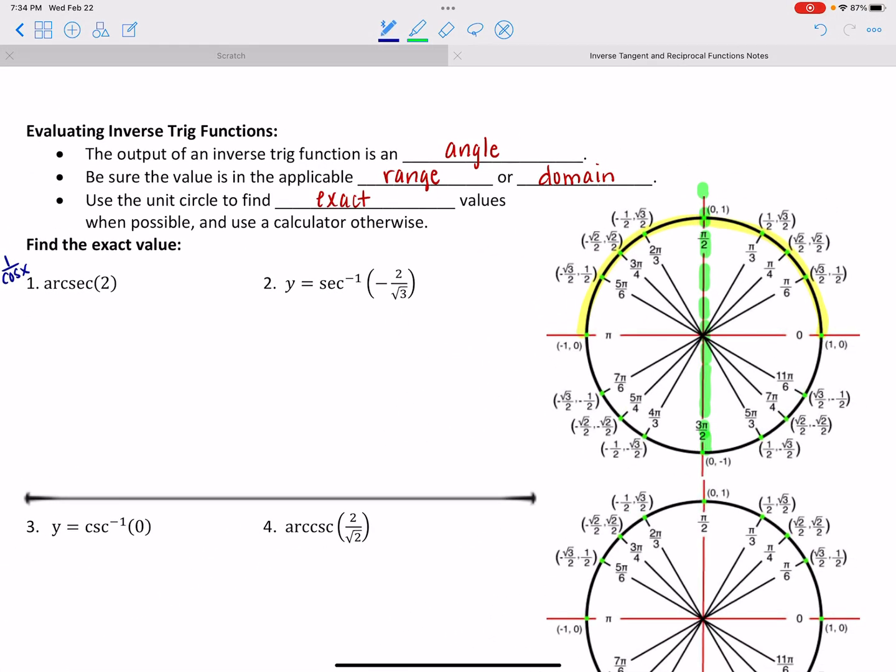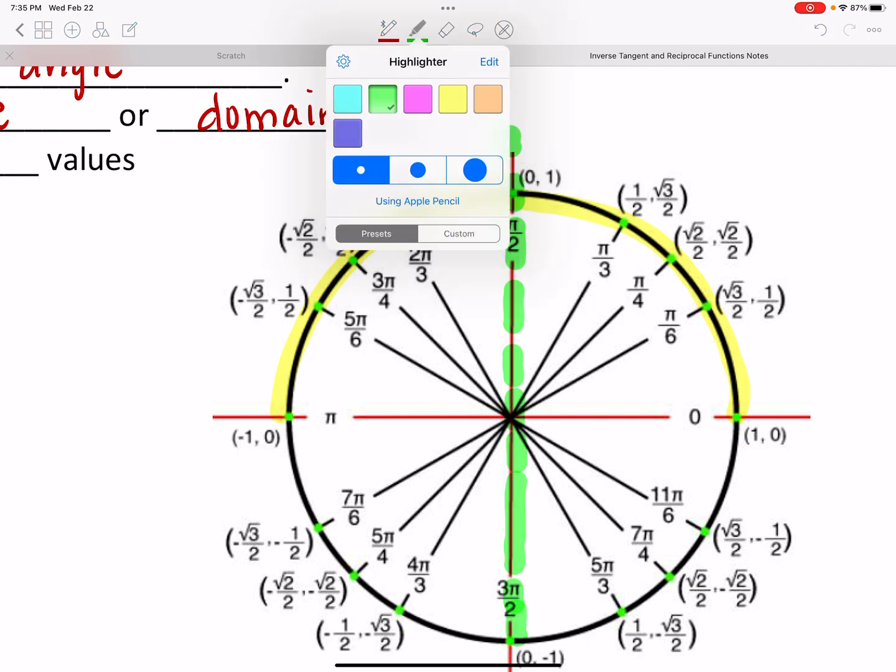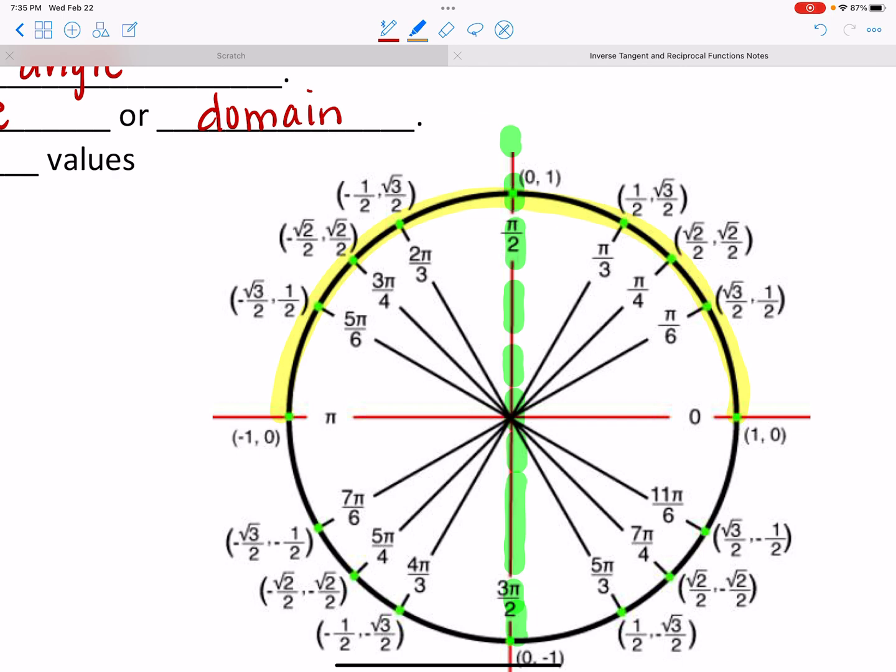So the first one, we are asked to find the arcsecant of 2. Remember, we're looking for an angle. So this means I'm looking for an angle such that when I take the secant of that angle, I get 2. Now when I take the secant, I'm looking for the reciprocal of cosine. So I'm looking for a cosine value that has a reciprocal of 2. So where does the cosine have a reciprocal of 2? Cosines are my x values. So not a reciprocal of 2, not a reciprocal of 2. This has a reciprocal close to 2, but it's negative, so it's none of those.